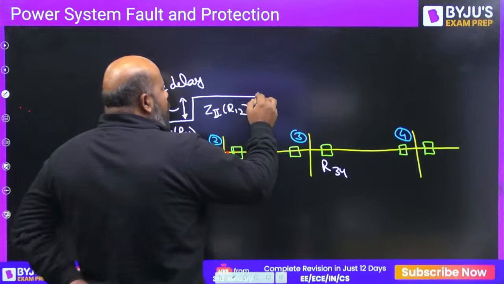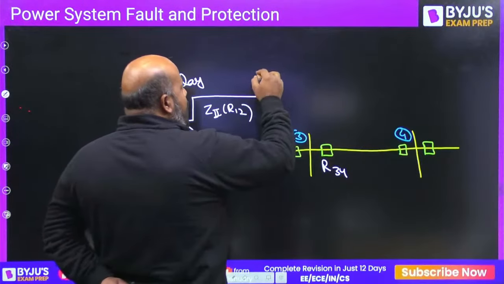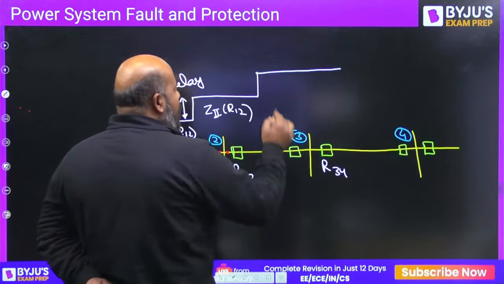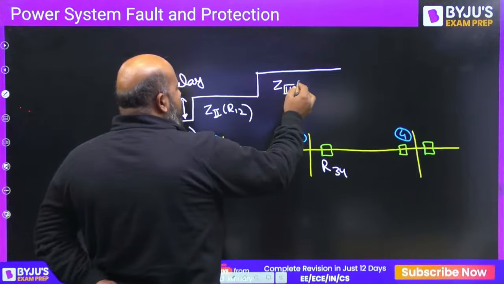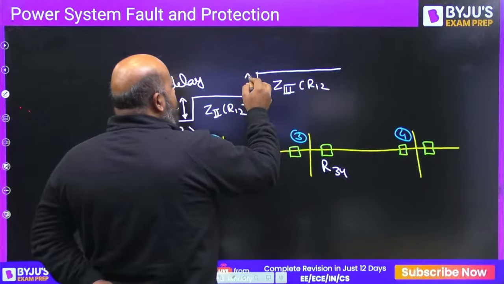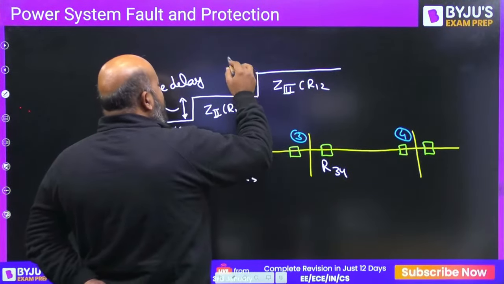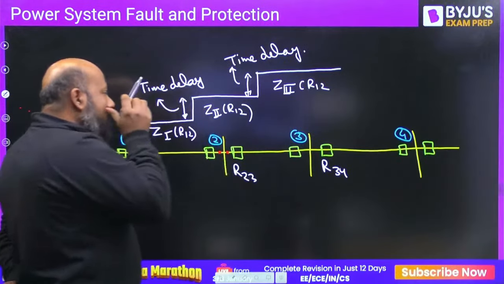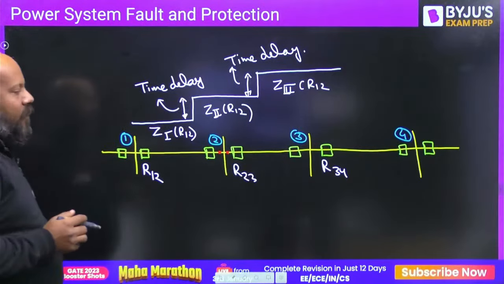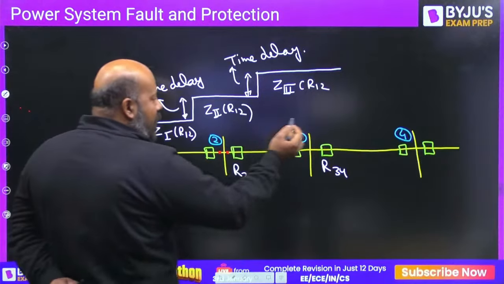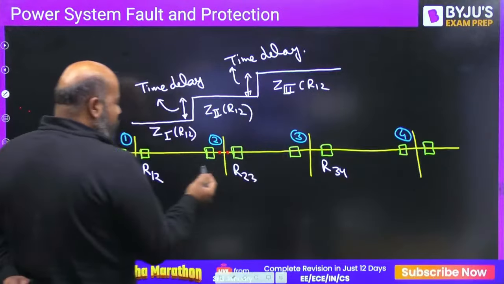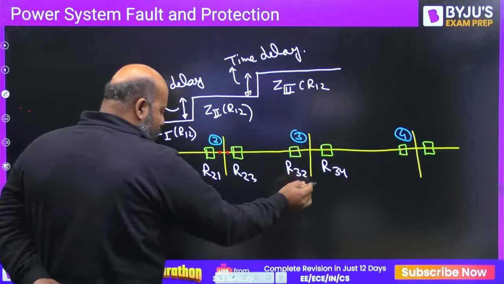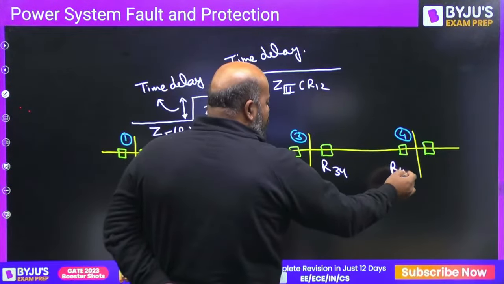And then the third zone covering the 50% and at least 20% of next section 3 and 4. So this is R12. Some more time delay is there. So this is how we do this three zone protection for every relay, for R23 also, R34 also, then for these relays also. This is R21, this is R32, this is R43.